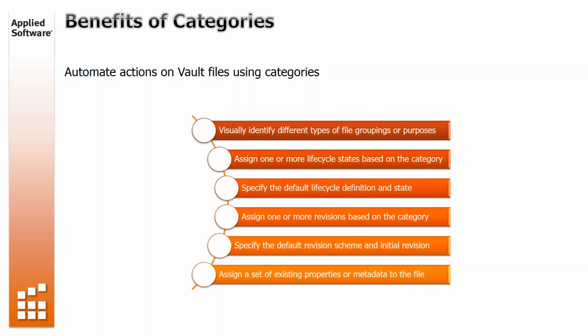So with categories, you can visually identify different types of file groupings or purposes, assign one or more lifecycle states based on the category, and specify the default lifecycle definition or state for a new or migrated file. Assign one or more revisions based on the category and specify also the default revision scheme and initial revision for a new or migrated file. And finally, you can also assign a set of existing properties or metadata to the file based on the category.